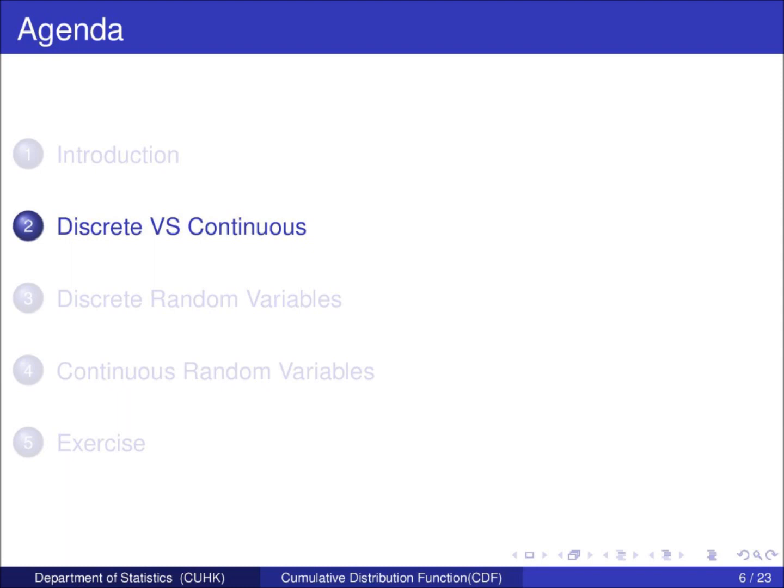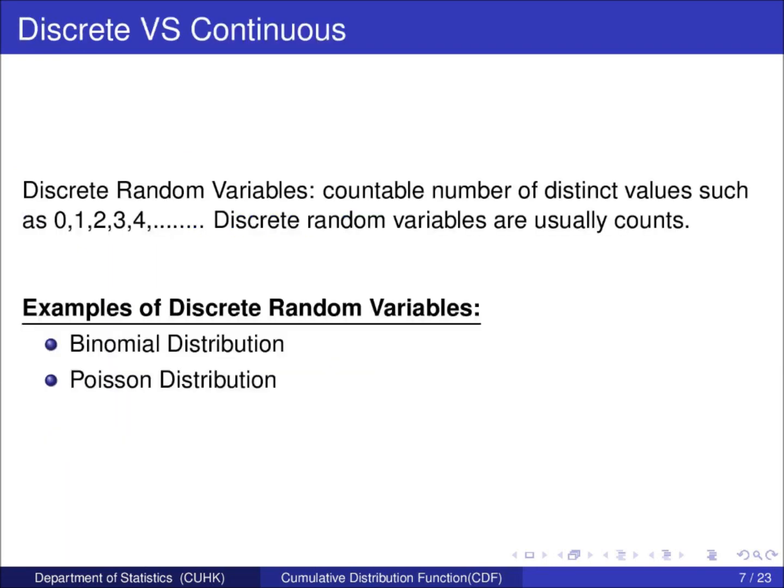After we talk about the properties and the definition of CDF, and before we move on to talk about the CDF for discrete and continuous random variables, let us talk briefly about the difference between discrete and continuous. Discrete random variables refer to a countable number of distinct values, such as 0, 1, 2, 3, 4, etc., which are usually counts.